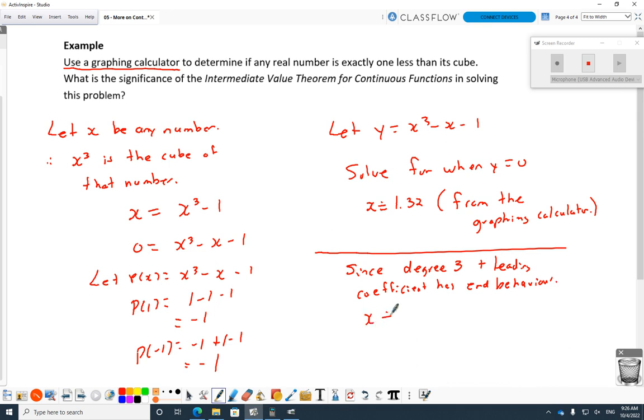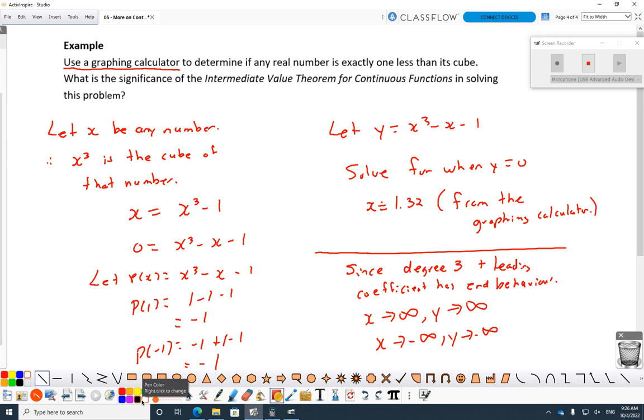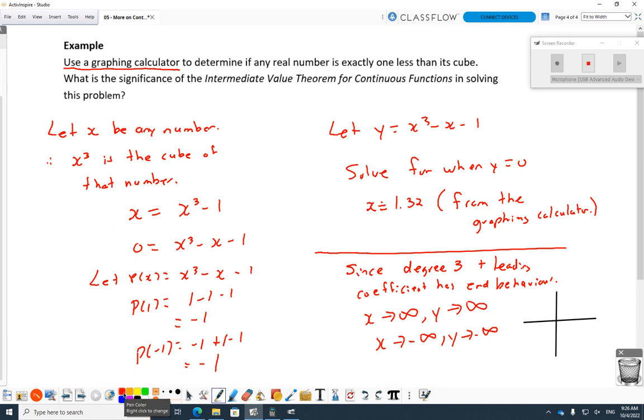X goes to infinity, y goes to infinity. X goes to negative infinity, y goes to negative infinity. Which Georgia carefully put into a dance. Listen, just draw that, will you? That's what you've got to draw.